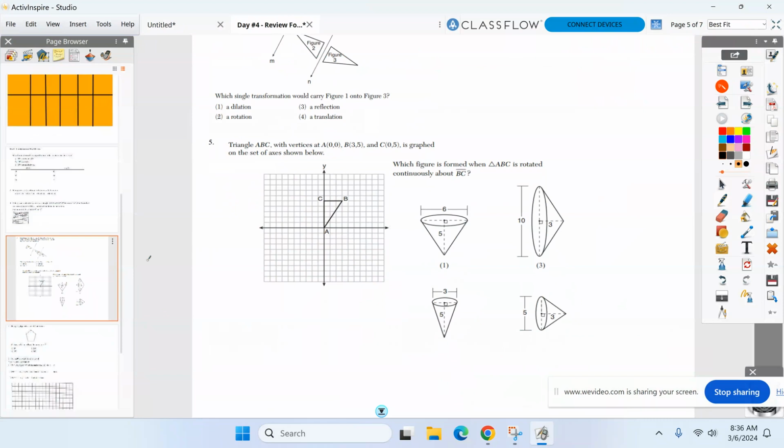And yesterday we showed, I even had a visual up here. We take BC, we wrap that sucker, keep going and going and going. We know it's going to form a cone. But look at my 4 choices. They're all cones. So I can't even eliminate anything yet.